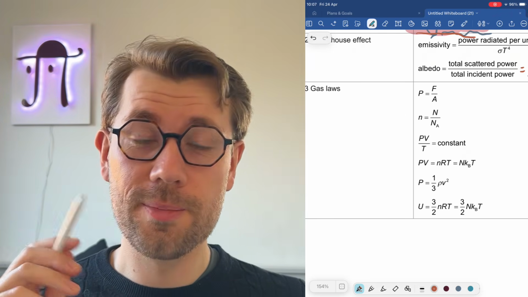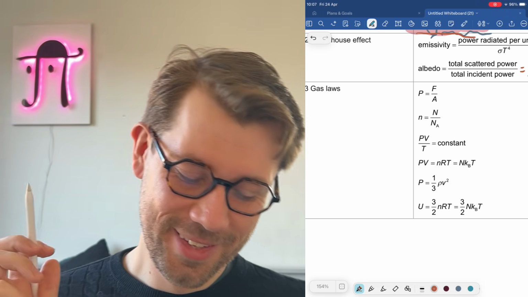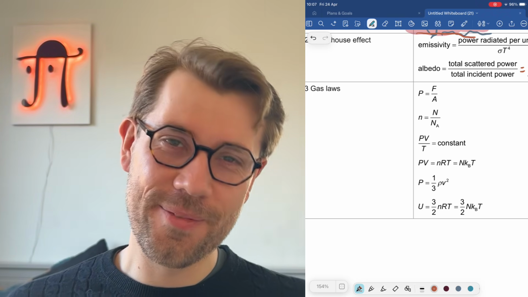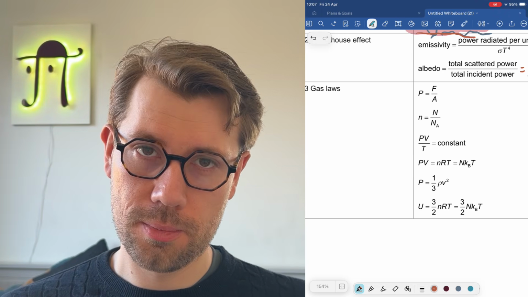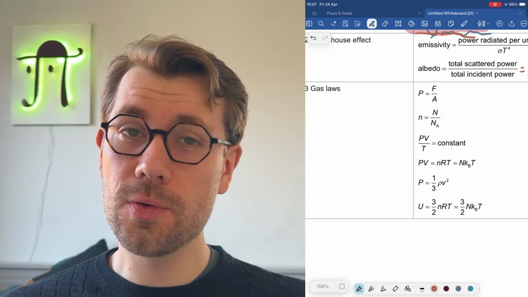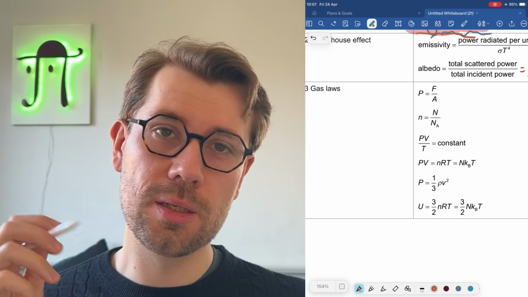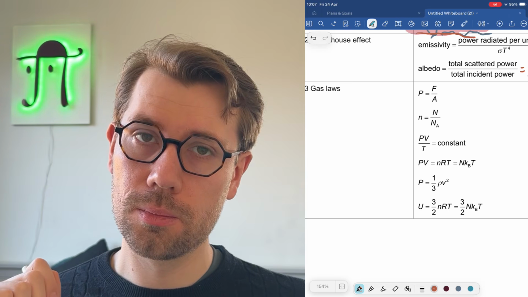Right, and if that joke didn't make any sense to you, it's because you need to learn your physics better. Pressure is measured in pascals. The equivalent unit to pascals is newtons per square meter.